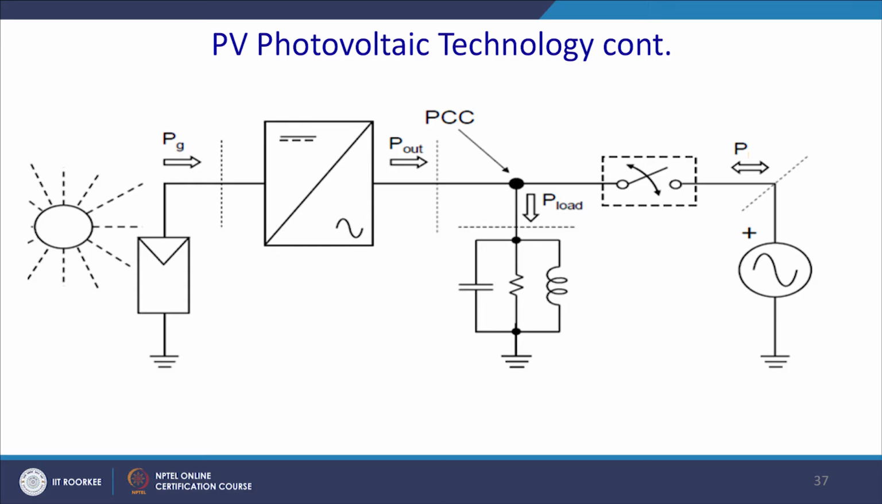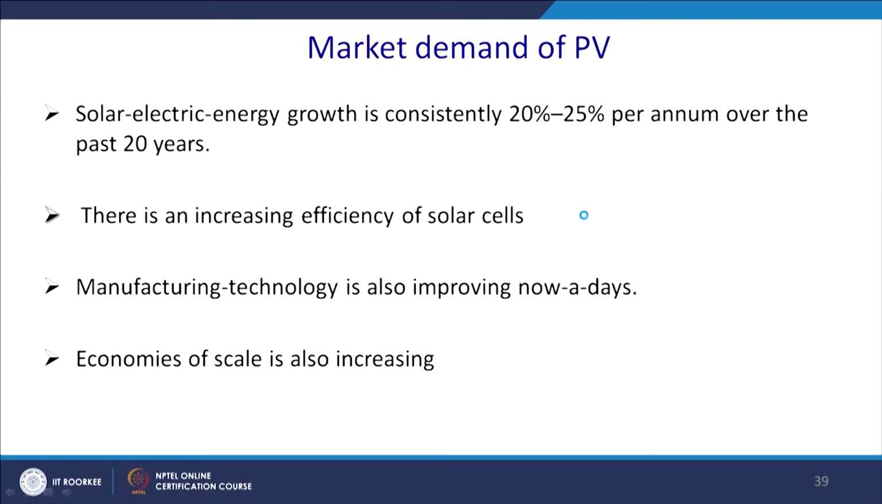So, this is the example of the solar photovoltaic technology. Solar will be there, it will have a DC to AC conversion. This is a point of common coupling. And this is a filter that will filter out the high frequency ripple. Once we see that the grid power can be synchronized with the solar power, we close the switch and then power is transmitted.